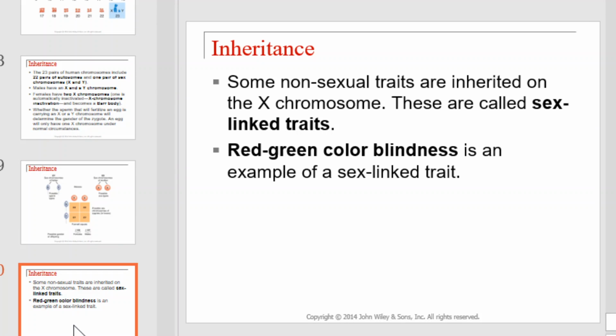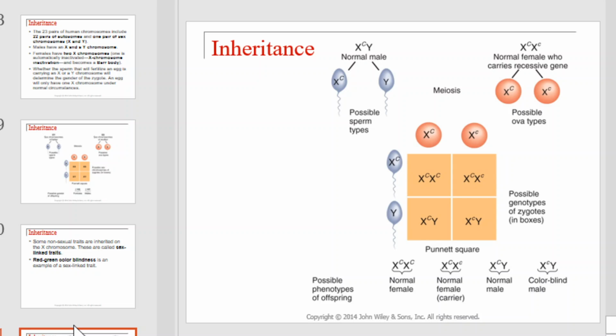Some non-sexual traits are inherited on the X chromosome. These are called sex-linked traits. An example would be red-green color blindness. This is an example of a Punnett square that illustrates the hereditary pattern of a sex-linked trait. And this concludes our coverage of development and inheritance.